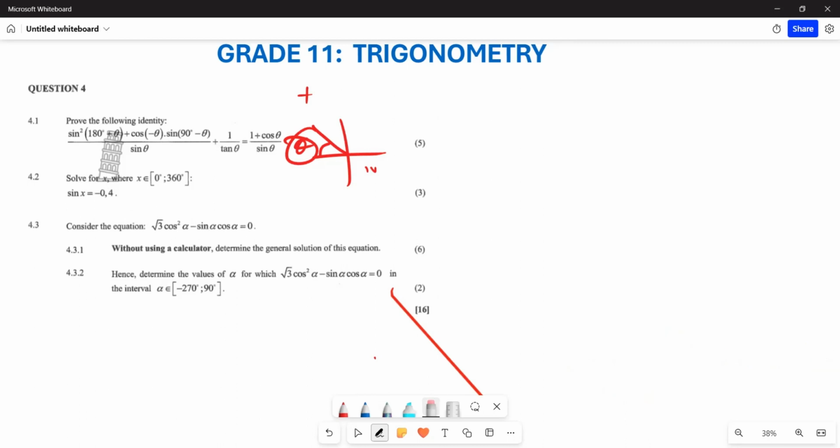Now they say, hence determine the value of A for which this particular equation is in the interval negative 270 and 90 degrees. Basically, what is it that they are looking for? Now they want us to consider your A, right?